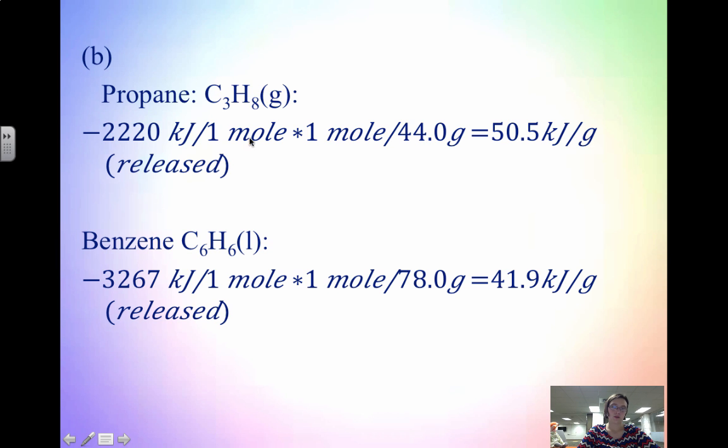So what we need to do is figure out how many kilojoules per gram. So we need to cancel out moles and get to grams. So go kilojoules divided by the molar mass. We get 50.5 kilojoules per gram released of propane. We compare that to benzene. So just use the molar mass of benzene. We get 41.9 kilojoules per gram of benzene. So what we find here is propane actually gives off more heat than benzene, so this would be a better fuel.